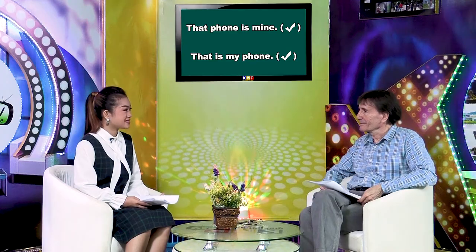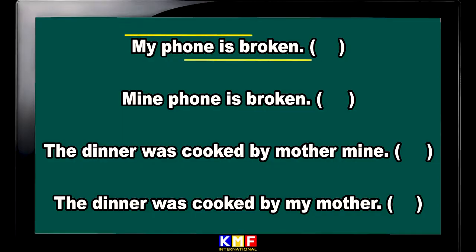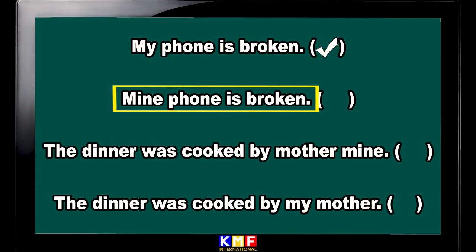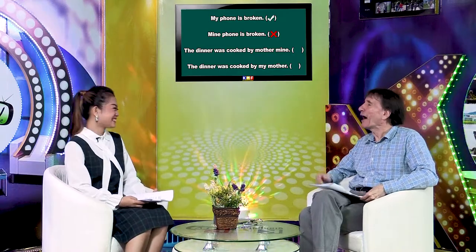So Bormey, now I'm going to test you on some more sentences. Let's have a look. My phone is broken. Is that right or wrong? It's right, because my is possessive. Now, "This phone is broken my." Is that right or wrong? It's wrong, because it doesn't sound right, and mine should be at the end of the sentence.